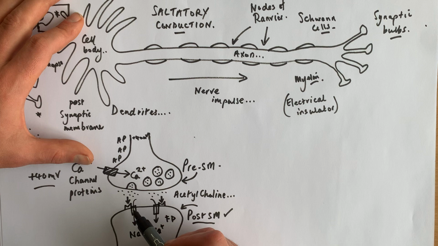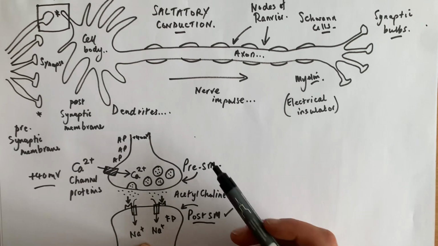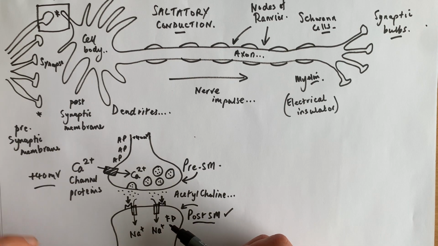So these are ligand gated because it relies on the receptor protein on the postsynaptic membrane binding the neurotransmitter, which then opens the sodium channel. So these ones here wouldn't be voltage gated, that we'll have a look at in a minute on the axon membrane. These are what we call ligand gated.